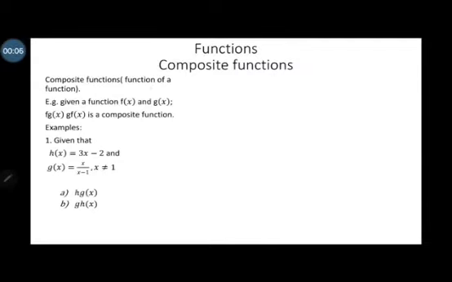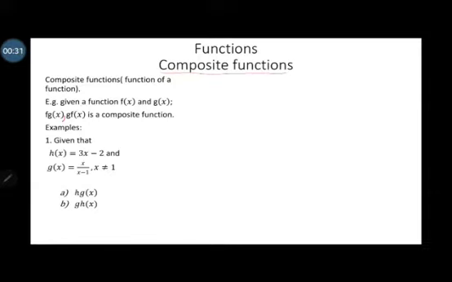Today we look at composite functions. So composite functions are functions of a function. For example, if I have a function f of x and another function g of x, then fg of x is a composite function, and gf of x is also another example of a composite function.